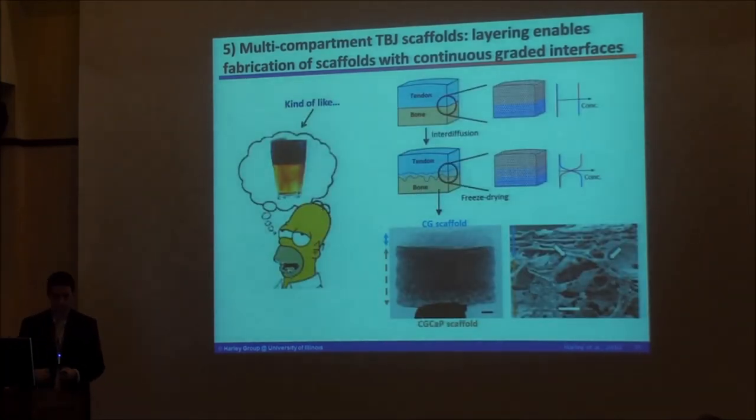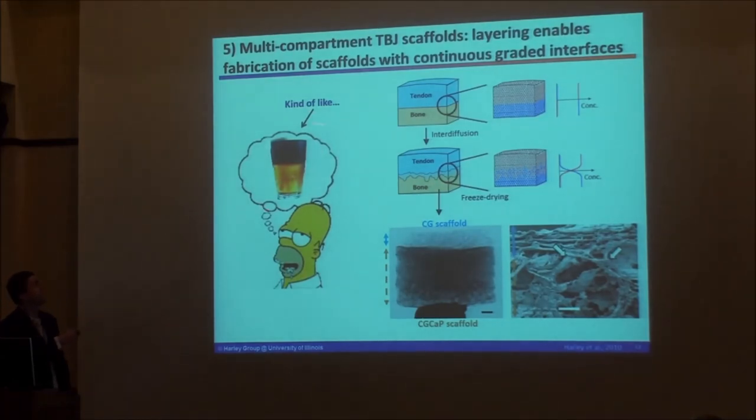And so what we did is actually a lot like a black and tan. You can imagine we start out with these collagen GAG suspensions. We can start out with two different suspensions, one that's going to become the tendon compartment, one that's going to become the bone compartment. Carefully layer them on top of one another, let them interdiffuse for a set amount of time, and then freeze dry. And so the freezing locks this diffusion gradient in place.